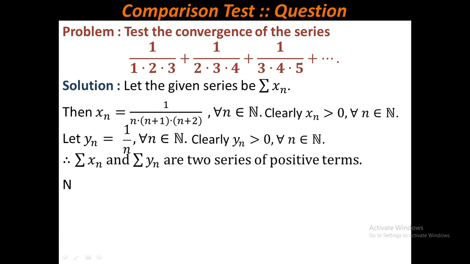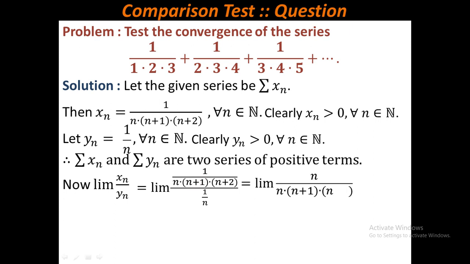Let's go into the calculation. Limit xn by yn, that means 1 by n into n plus 1 by n. This is xn, this is yn. After simplification, this will be 1 by n plus 1. After cancellation, n will be cancelled, that is 1 by n plus 1 into n plus 2, and the limit is 0.